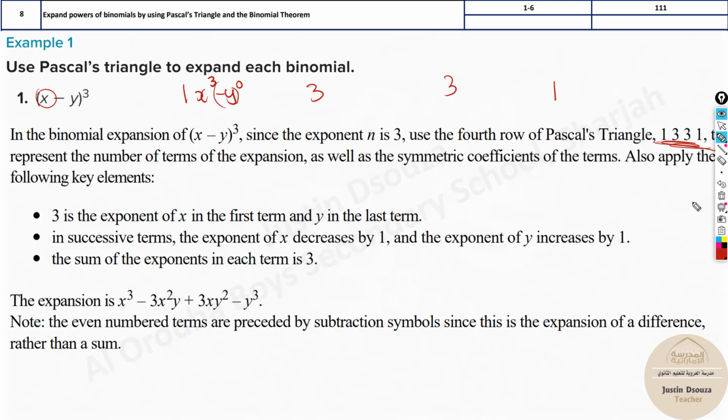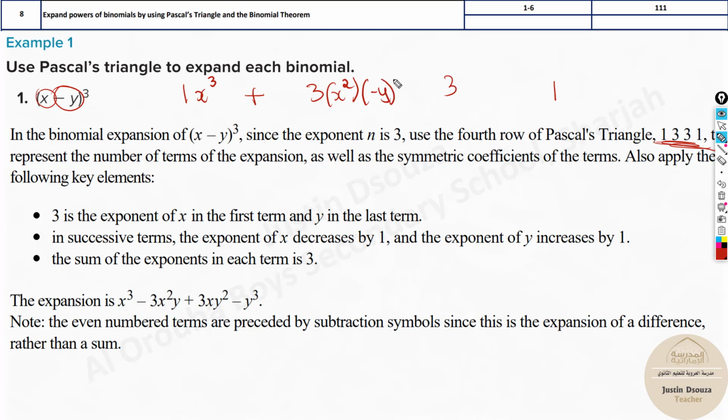That is 1, so we just don't write it. When it's 0, anything to the power 0, minus or plus, just becomes 1. Now, we have to write plus only. Let's see over here. The next term will be this x, reduced by 1, so it will be x squared. What about this y? It's negative y, the second term.